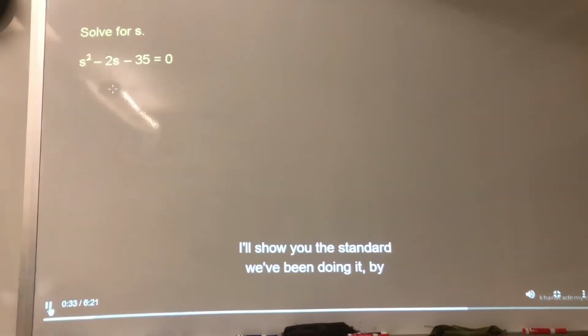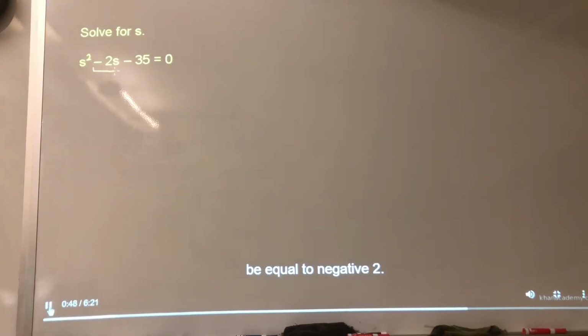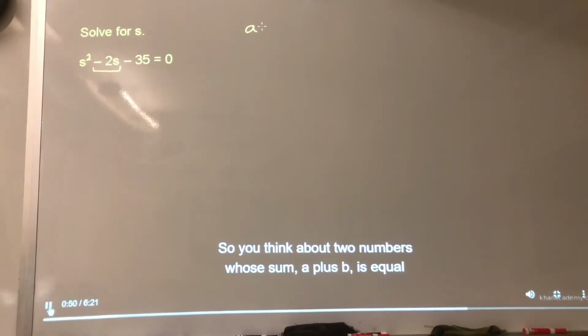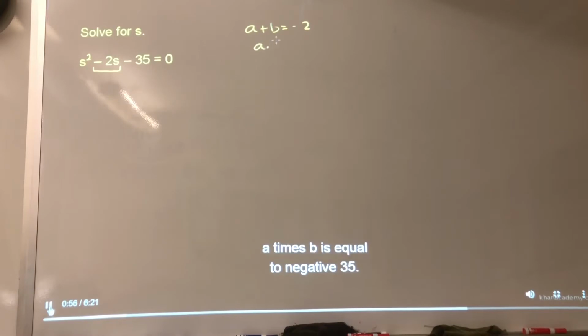Several ways. I'll show you kind of the standard way we've been doing it by grouping, and then there's a little bit of a shortcut when you have a 1 as a coefficient. So when you do something by grouping, when you factor by grouping, you think about two numbers whose sum is going to be equal to negative 2. So you think about two numbers whose sum, a plus b, is equal to negative 2, and whose product is going to be equal to negative 35. A times b is equal to negative 35.